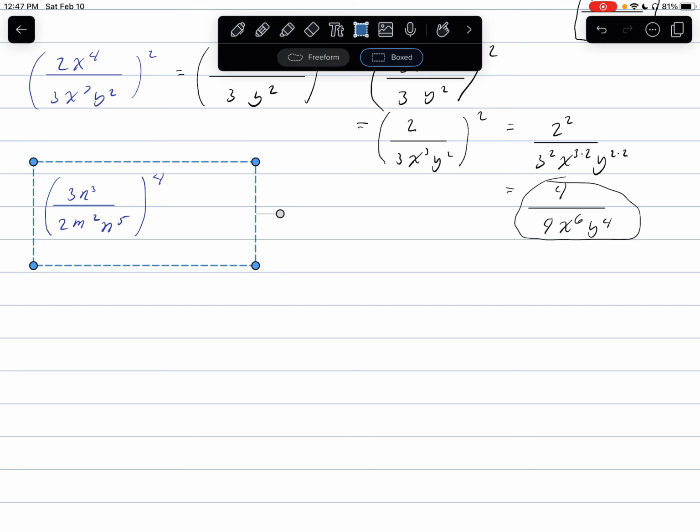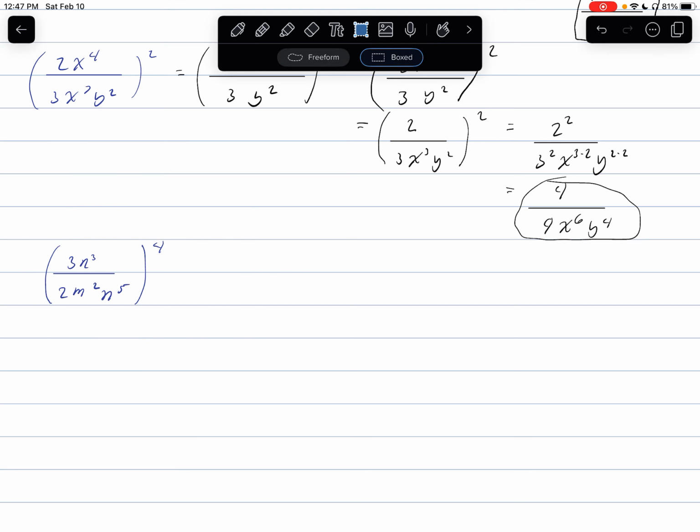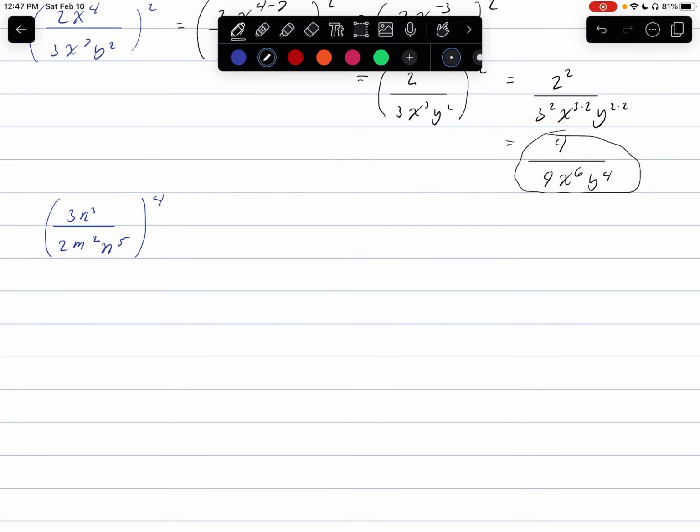Okay, let's do one more. Here we have 3n to the 3rd over 2m squared times n to the 5th. We're going to raise all of that to the 4th power. So let's simplify inside first. If we have n to the 3rd over n to the 5th, this is n to the 3 minus 5. And this is going to be over 2m squared. And we're raising all of this to the 4th power.